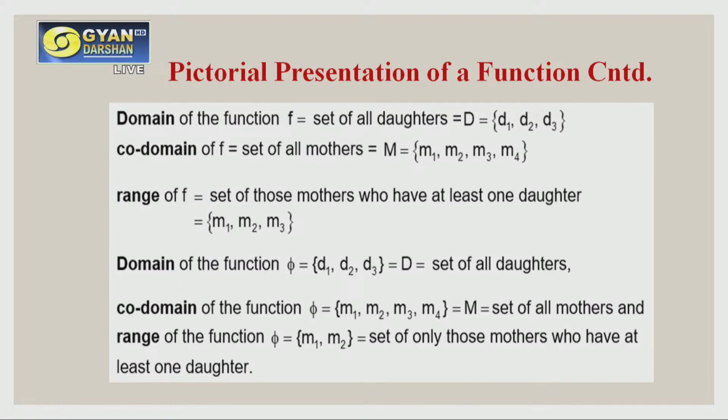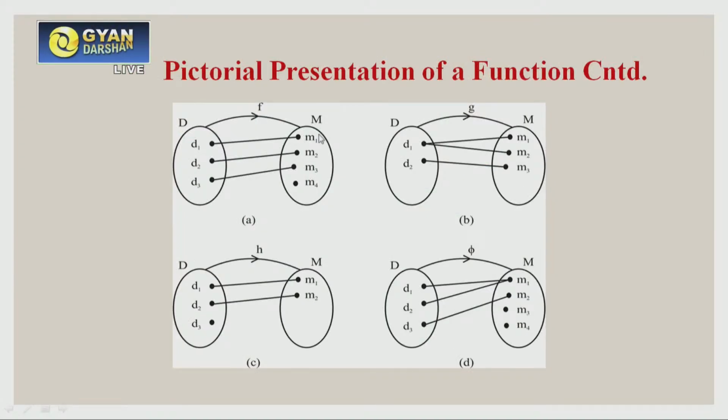In part A, the domain is the set of all daughters. And what is the codomain? The set of all mothers, M1, M2, M3, M4. And what is the range? Only those mothers having daughters: M1, M2, M3. Because B and C are not functions, we cannot talk about their domain and range.